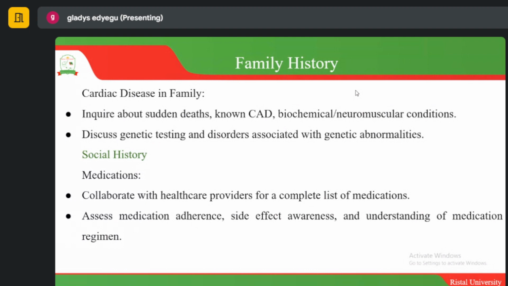Let the patient know and understand the importance of taking the drugs, and also let him know the side effects of these drugs. The side effects are very key for the patient to understand, so that they can comply, because taking drugs for life is not something easy. So when you talk to them and encourage them, they are able to adhere even with the side effects of these drugs. And also, understanding of the medication regimen.